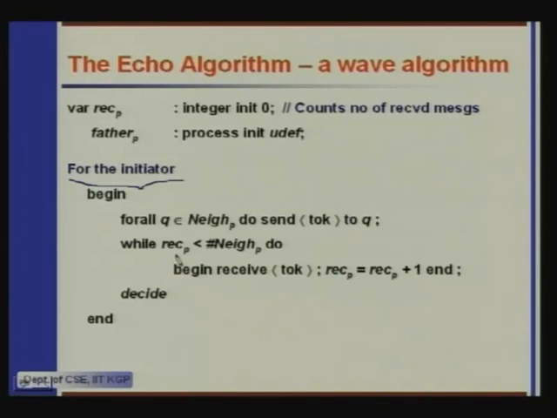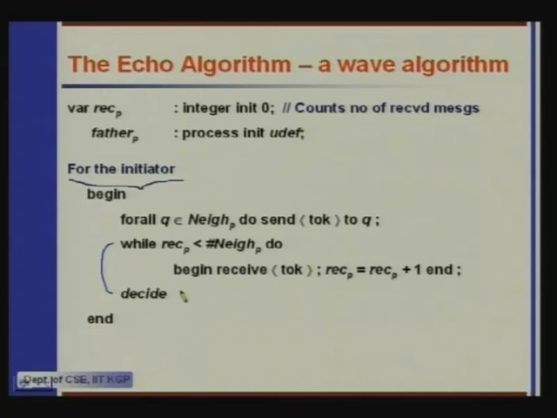So, what does it do? It checks the value of the count rec p, while that is less than the number of neighbors that it has. It does the following: receive token and increment rec p. What is this loop doing? This loop is waiting to get back tokens from every neighbor. If there are k neighbors, we are just checking that it gets back k tokens, and then we come out of this.